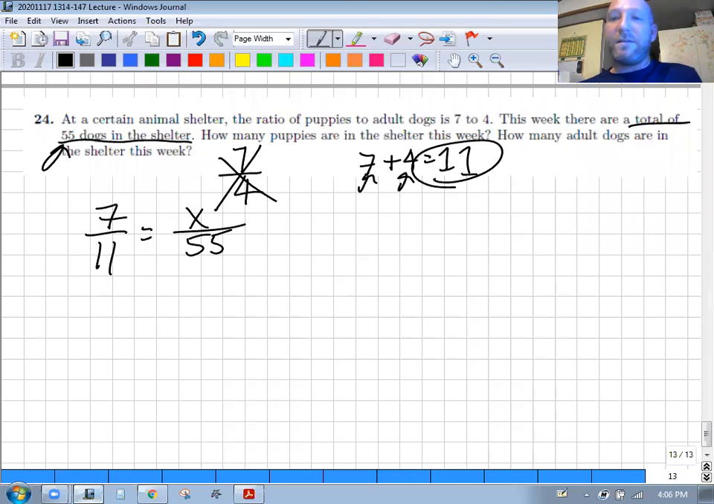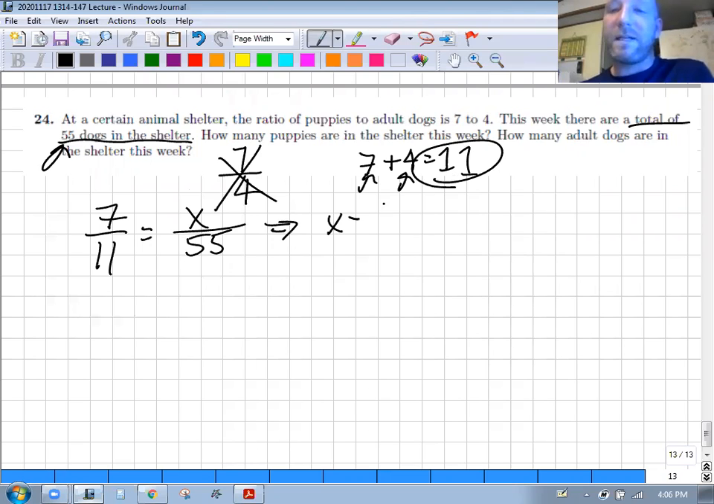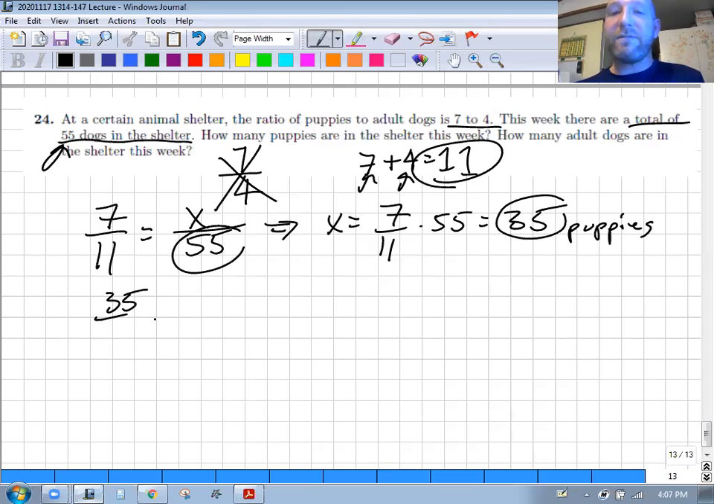All right, class. Any questions about this setup here? Why it's 7 to 11 and not 7 to 4? We got x is 7 over 11 times 55. 7 times 55 divided by 11 equals 35 puppies. This kind of makes sense, right? The ratio of puppies to adult dogs is 7 to 4. Well, what is 35 to 55?